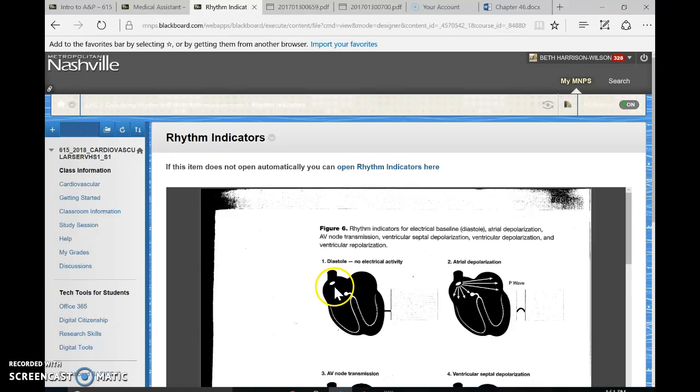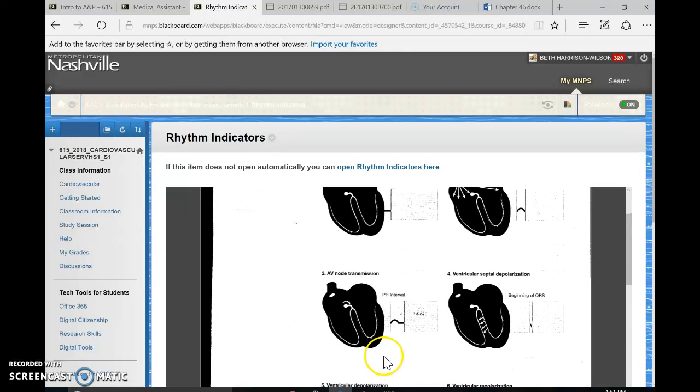So again, here's our SA node, AV node here, bundle of His, right and left bundle branches, Purkinje fibers. So distally, no electrical activity happening here. Atrial depolarization when the SA node is firing. Again, that initiates our P wave. Okay.